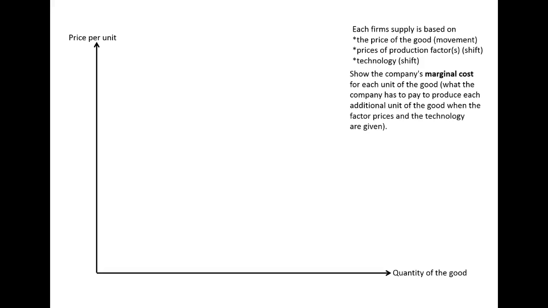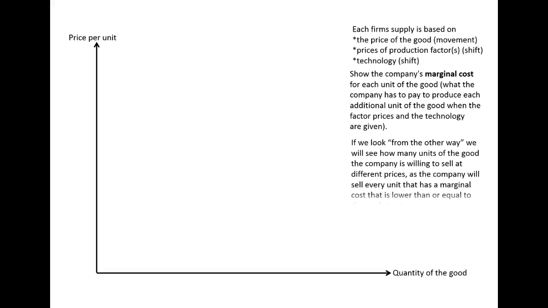So, as I mentioned, this shows the marginal cost for each unit of the good, what the company has to pay to produce each additional unit of the good, when the factor prices and the technology are given. Ceteris paribus is valid here as well. And if you look from the other way, we will see how many units of the good the company is willing to sell at different prices, as the company will sell every unit that has a marginal cost that is lower than or equal to the market price.